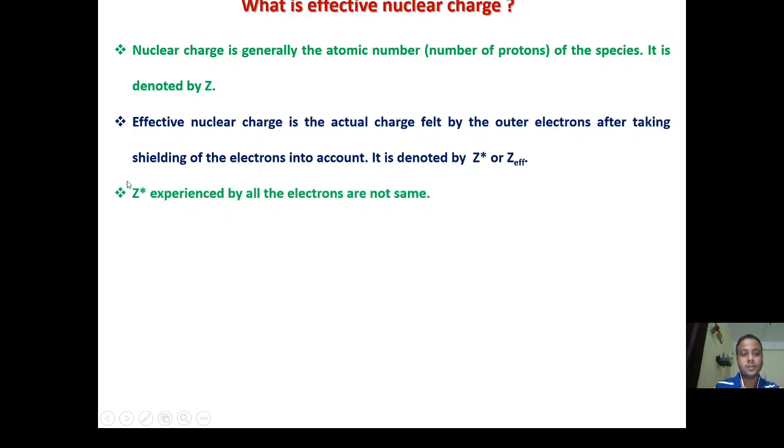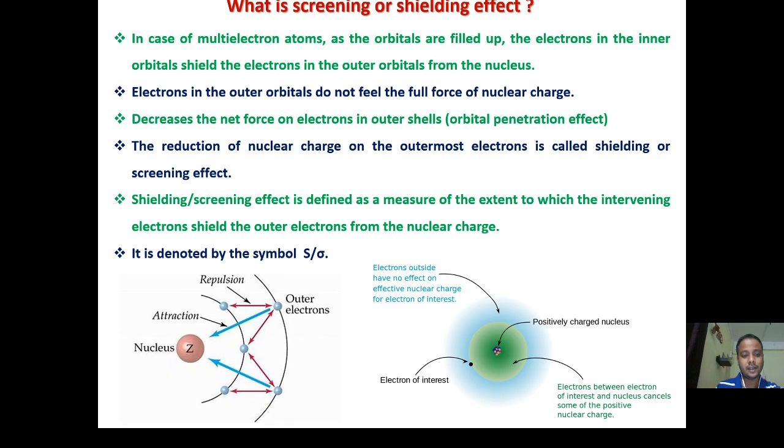You should note the point. Z star, that is effective nuclear charge, experienced by all the electrons is not the same. Why not the same? Because if I go to the earlier diagram, suppose there is another orbital where the electron is residing. Now, this outer electron will get repelled from this orbital as well as this orbital if it is there. However, this electron will get repelled only by this orbital. That means for this electron, the effective nuclear charge will be different. Similarly, for this electron, effective nuclear charge will be different.